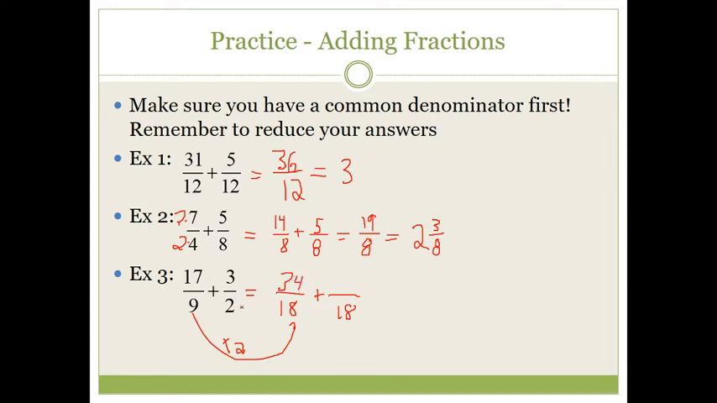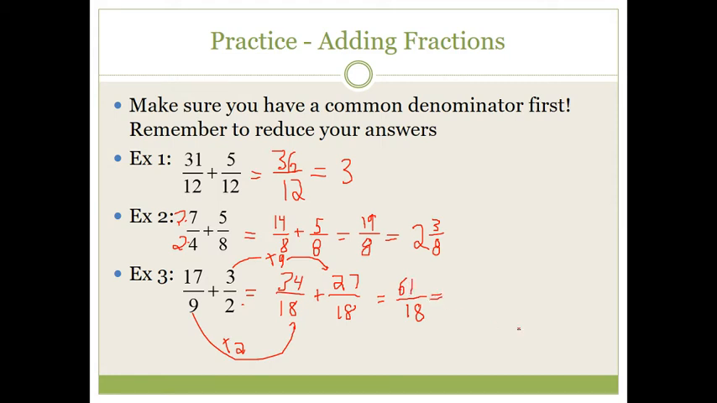Alright, so what did I have to multiply 2 by to get to 18? Well, I had to multiply by 9. Right? So if I multiply the denominator by 9, I have to multiply the numerator by 9. And 3 times 9 is 27. Okay, now I have a common denominator. So I carry that over, I leave it the same. And now I can go ahead and add 34 and 27. And 34 and 27 is 61.